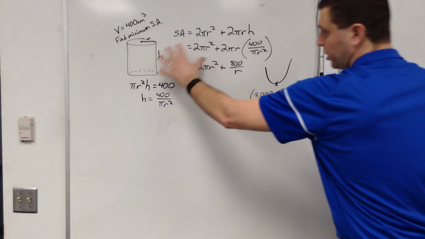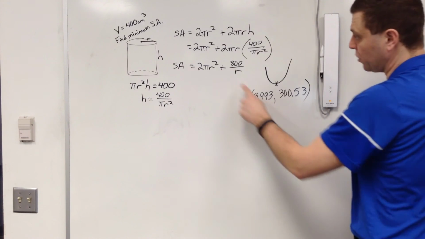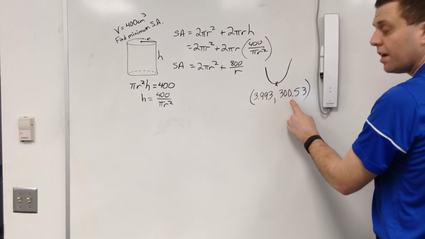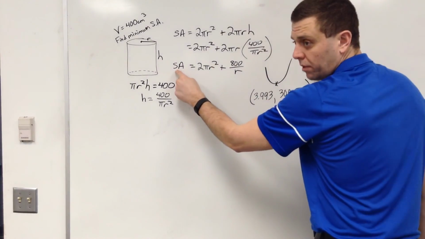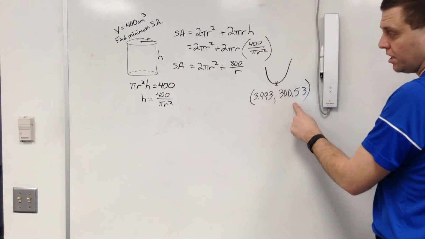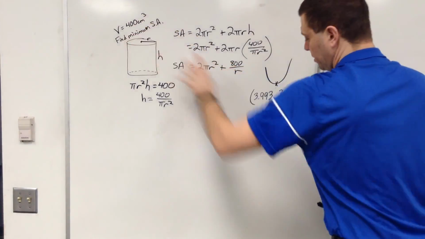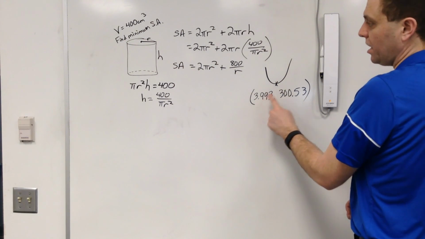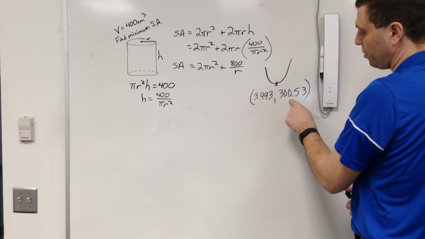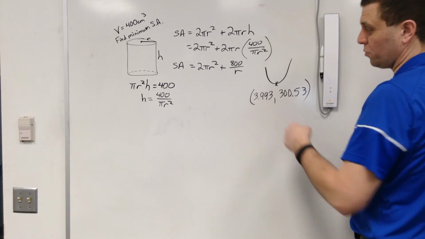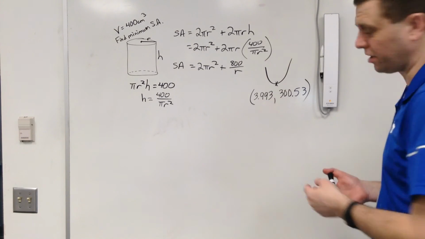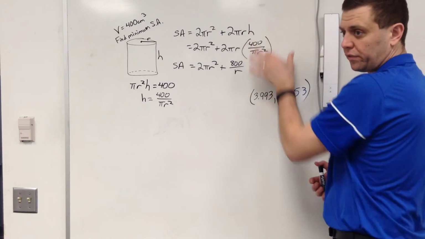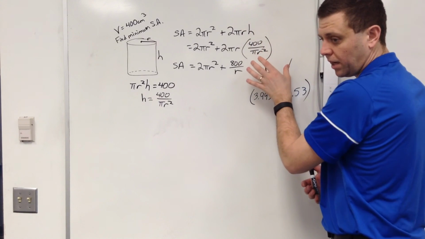Okay? Well, look at your equation. The x value of the coordinate represents our radius, our r, and the y value of that coordinate represents our surface area. So we know that if this cylinder has a radius of 3.993 centimeters, it will have a surface area of 300.53 centimeters squared, and we cannot get a smaller surface area than that because that was the bottom of kind of a valley there. All the other surface areas are further up, okay?